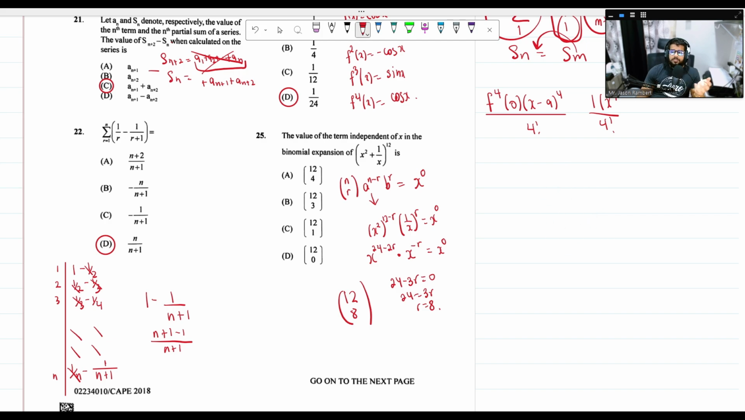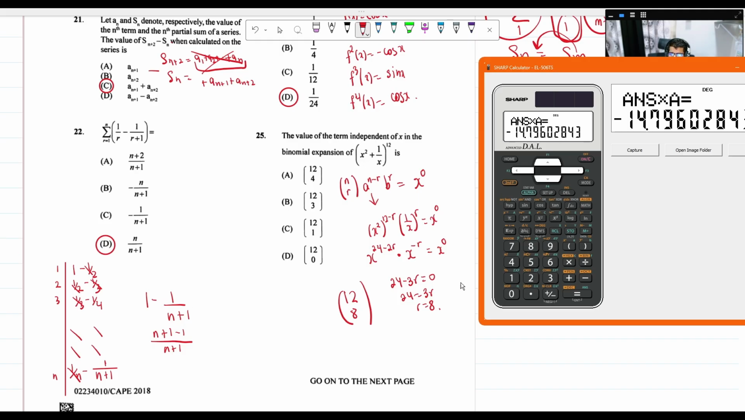So I have to check and see which one is equal to 12C8. Let me check. First, 12C8 is 495. 12C4 is 495. So the answer is A.